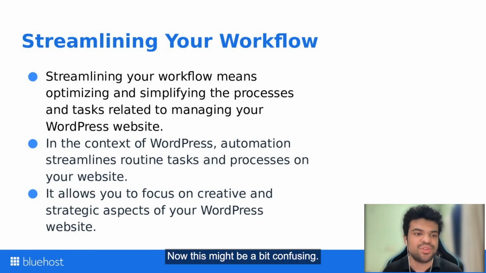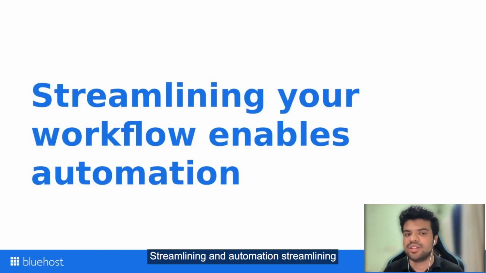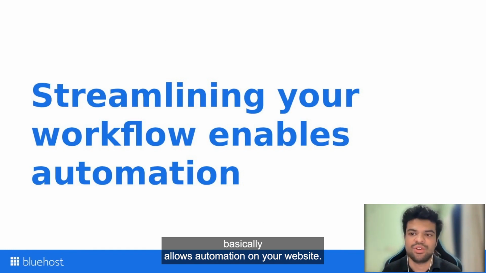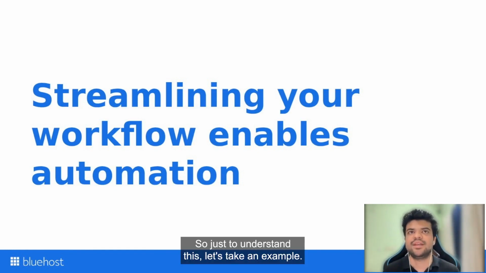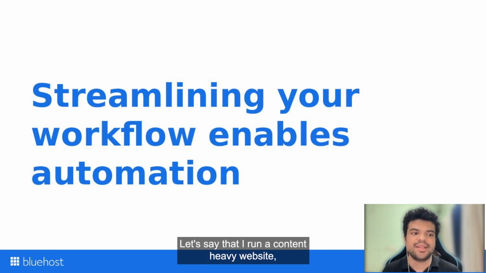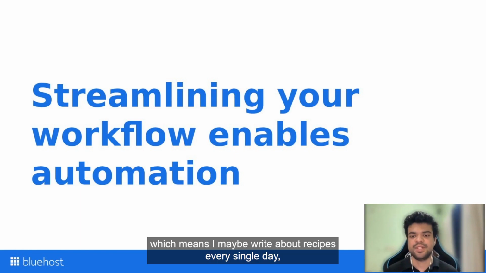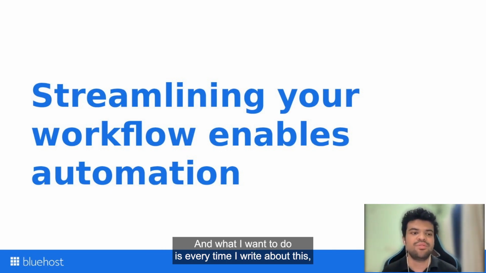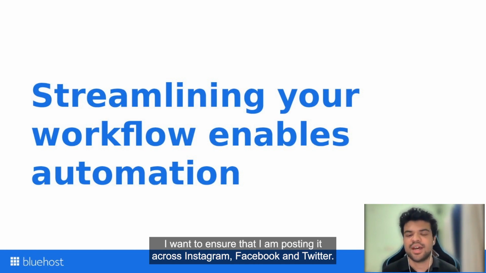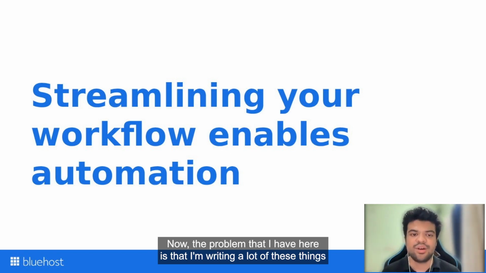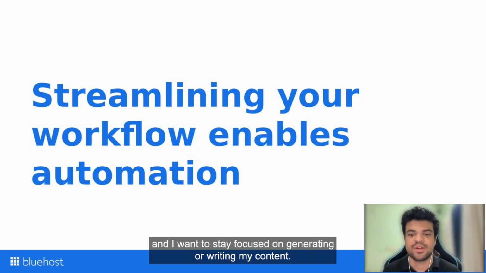Now, this might be a bit confusing, streamlining and automation. Streamlining basically allows automation on your website. So just to understand this, let's take an example. Let's say that I run a content heavy website, which means I maybe write about recipes every single day. And that's my goal, to write about recipes every single day. And what I want to do is, every time I write about this, I want to ensure that I'm posting it across Instagram, Facebook, and Twitter. Now, the problem that I have here is that I'm writing a lot of these things and I want to stay focused on generating or writing my content.